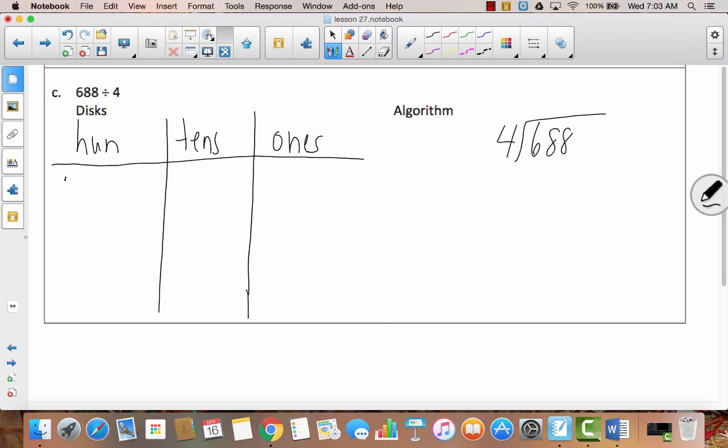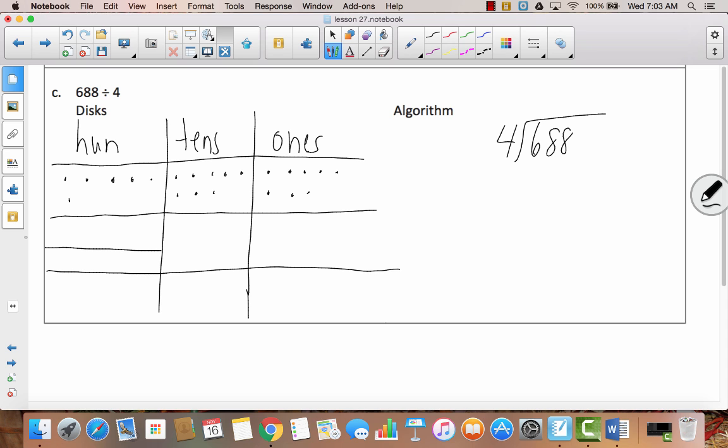All right, so let's do 600s. 1, 2, 3, 4, 5, 6. Tens. 1, 2, 3, 4, 5, 6, 7, 8. 8 ones. 1, 2, 3, 4, 5, 6, 7, 8. And then I have to have 4 groups here. Divide it in half first. And then divide each half in half. All right, so I have 1, 2, 3, 4 groups.